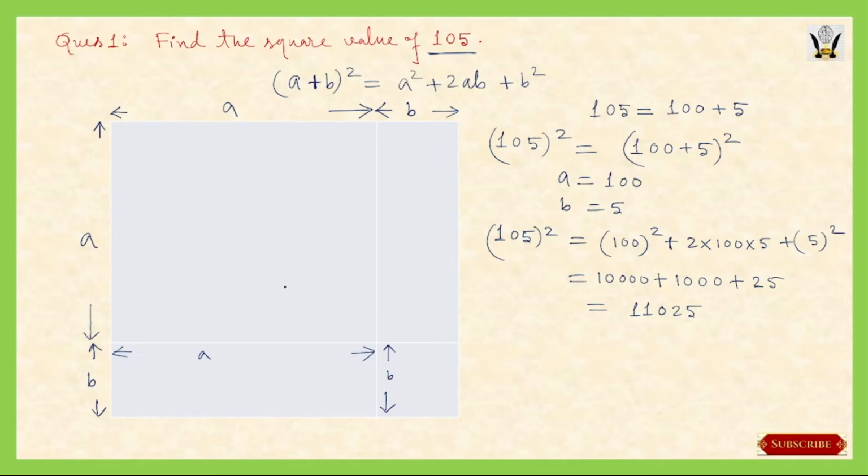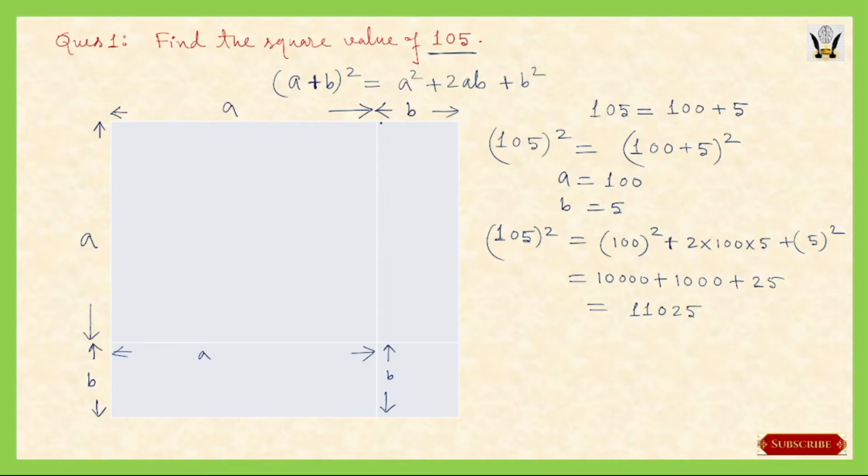So what will be the area of each part? This is a square, this is the bigger square, this is also a square, and this is a rectangle, and this is also a rectangle. So what we have done here is divide the initial square into four parts. Two of them are still squares having different areas and different sides, and the remaining two are rectangles.